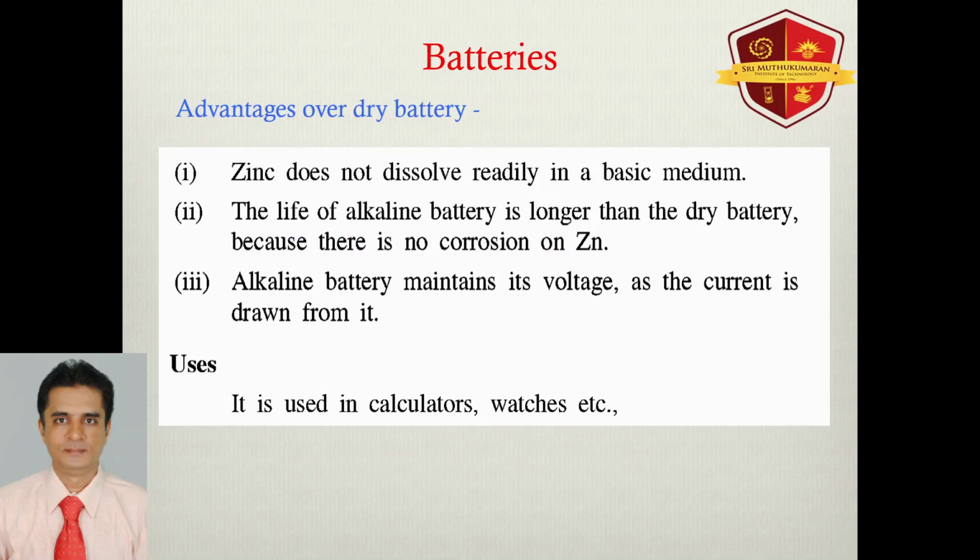Advantages over the dry battery: zinc does not dissolve readily in a basic medium. The life of the alkaline battery is longer than the dry battery because there is no corrosion on the zinc electrode. The alkaline battery maintains its voltage as current is drawn from it, which is one of its advantages. Uses: it is used in calculators, watches, etc.